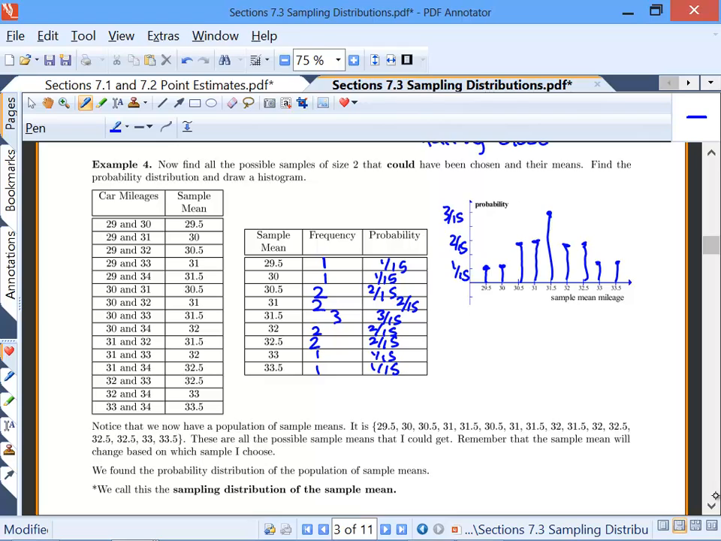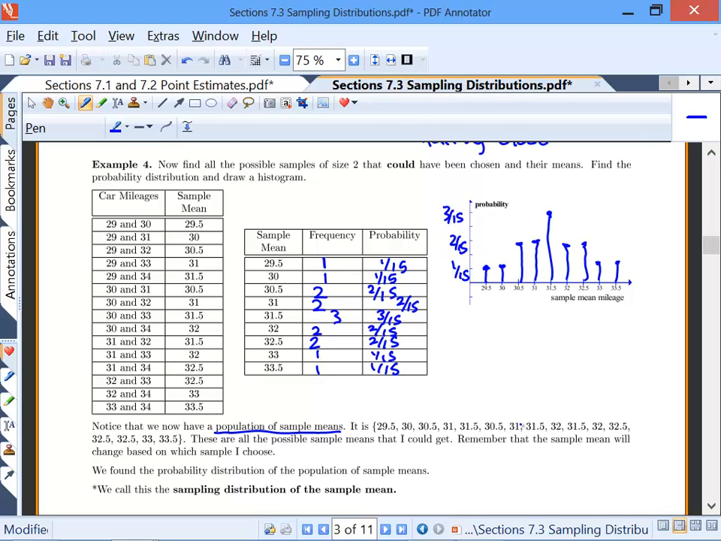So notice though that as we went through, we found all of the possible sample means. And because I found all of the possible sample means, it's actually a population now of sample means. So my actual population of sample means is the 29.5, 30, 30.5, 31. Okay, so that's actually a population now of sample means. Not my population, my original individual values, but a new population of possible sample means. And it's all the possible sample means I could get, and it changes based on which sample I choose.